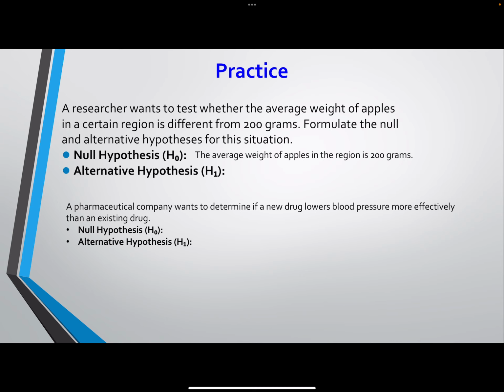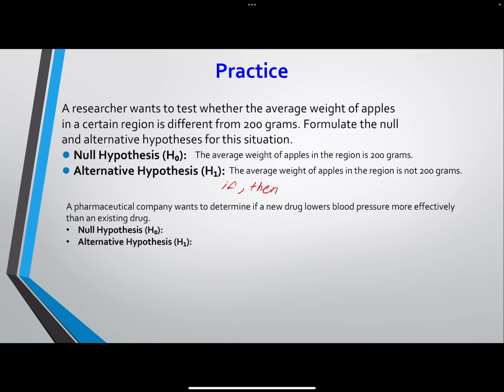If you said that the average weight of apples in the region is 200 grams for your null hypothesis, then you'd be correct. Right here, it's something you're trying to disprove. It's a baseline. You want to have it there so you can have an experiment that goes against it. So the average weight of apples in the region is 200 grams. That's a null hypothesis. For the alternative hypothesis, you'd want to say the average weight of apples in a region is not 200 grams.